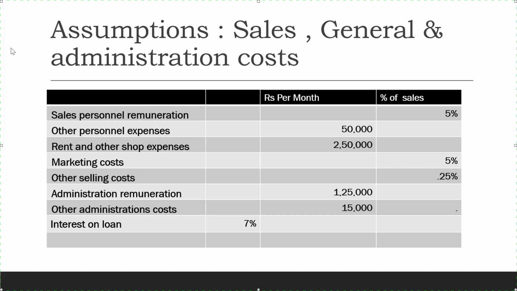We're going to look at the HR function or finance function or whatever. Then other administrative costs will be 15,000. Interest on loan 7%. Okay, is that okay? So I've just made some assumptions. So roughly you can also make some assumptions.